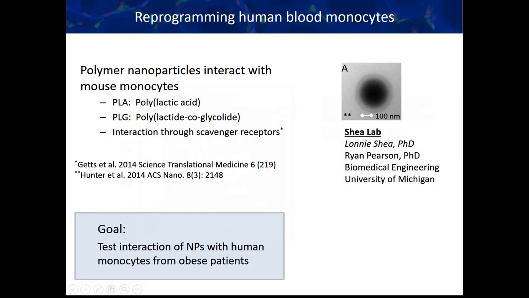So how can we approach this? With the Shea Lab, we wanted to look in initial studies at a couple of different types of nanoparticles. These are pretty small particles, on the order of 300 to 500 nanometers, looking at polylactic acid and polylactide-co-glycolide. Varying their charges and varying their size, we wanted to understand how they might interact with these cells, which come from an inflammatory environment. So the goal was then to test interaction of these in the cells from the human patients.